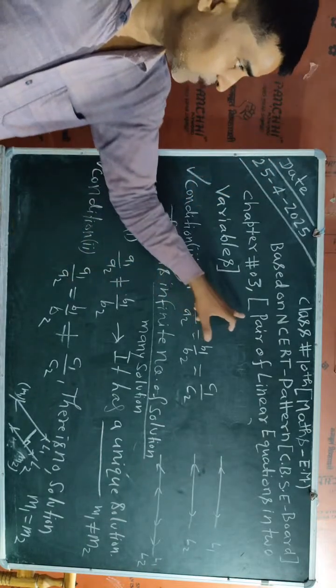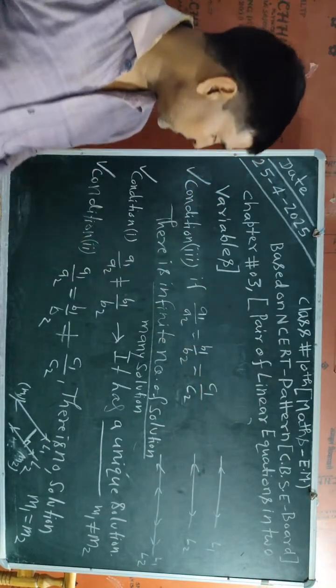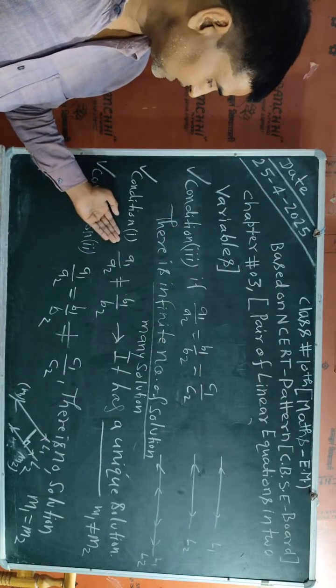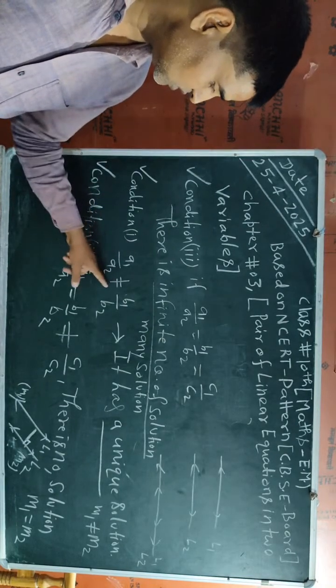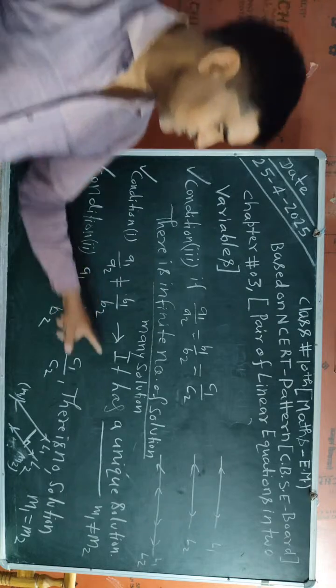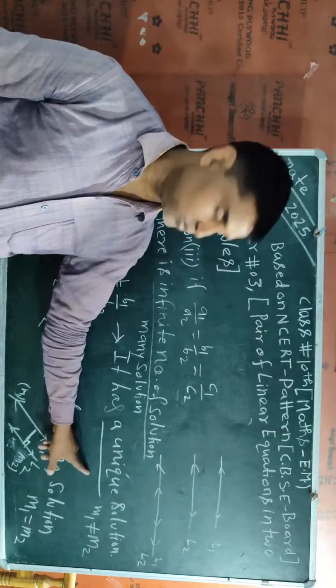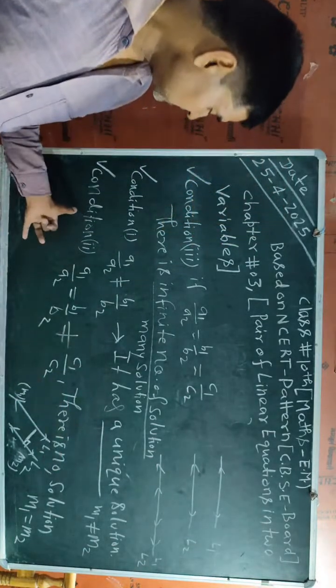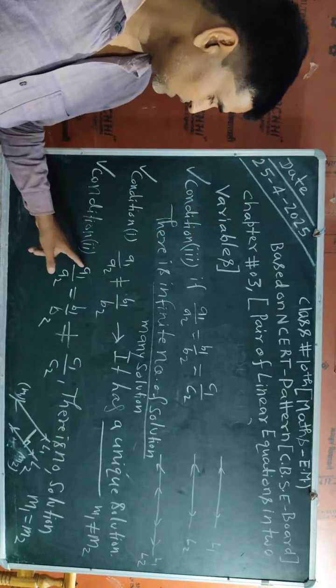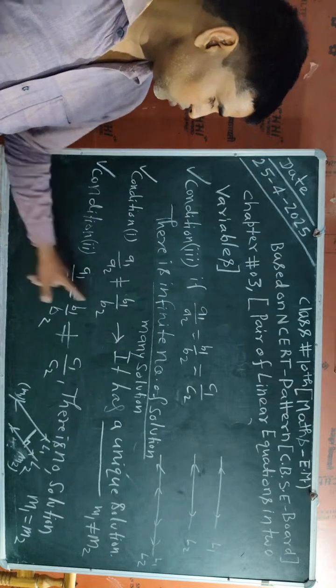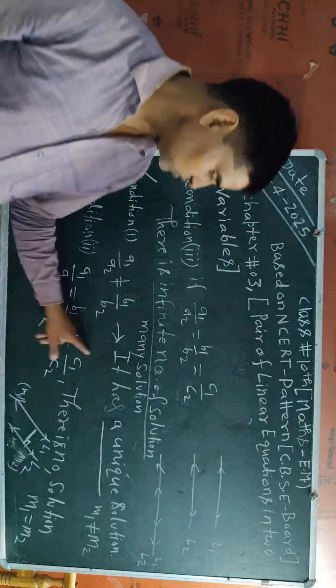The topic name is pair of linear equation in two variables. One condition is written here: a1 divided by a2 is not equal to b1 divided by b2. In this case I will say there is a unique solution. Now condition number 2 is like this: a1 divided by a2 is equal to b1 divided by b2, which is not equal to c1 divided by c2.